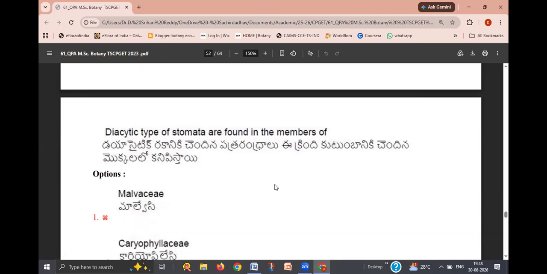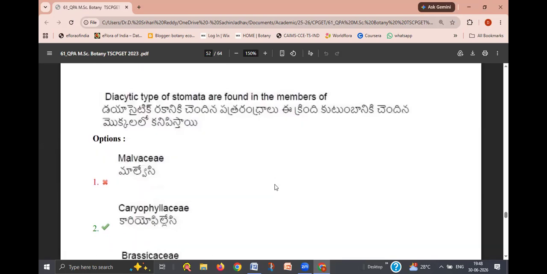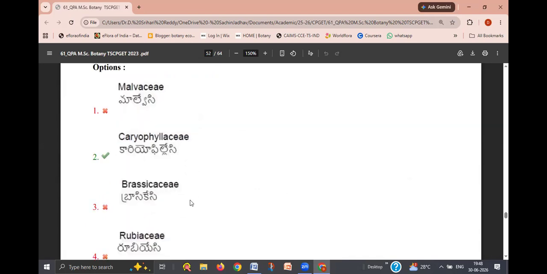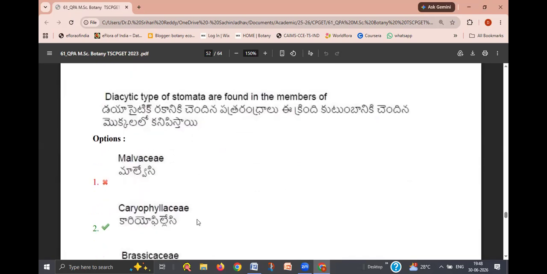Next, diacytic type of stomata are found in the members of which family? We already discussed that anomocytic, anisocytic, paracytic, diacytic, all these are the different types of stomata. In Malvaceae, we find the anomocytic type of stomata. In Brassicaceae, we find the anisocytic type. In Rubiaceae, we find the paracytic type. And in Caryophyllaceae, we find the diacytic type of stomata. The right answer is Caryophyllaceae. It is also called the caryophyllaceous type, diacytic.